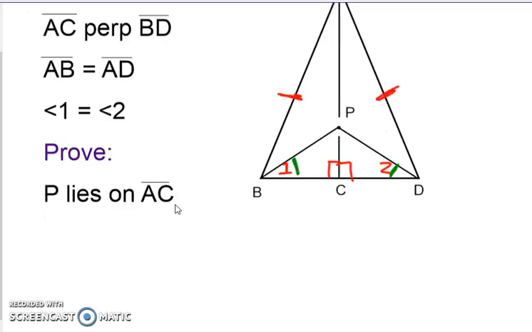Okay, so what we're trying to prove is that P lies on AC. Like the last proof, in order to show that P lies on AC, we're going to show that AC is the perpendicular bisector of BD. And we're also going to show that P is equidistant from B and D. And then we're going to use this new theorem. So in order for P to be equidistant from B and D, we're going to want to show that those two segments are congruent. The way we're going to do that is by proving these two triangles congruent to start. Okay? Go ahead and write down the given information, and then we'll get started.